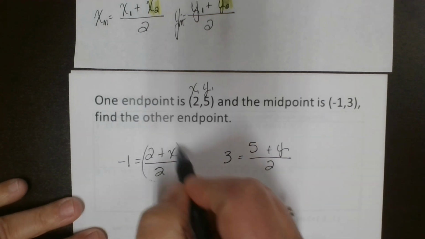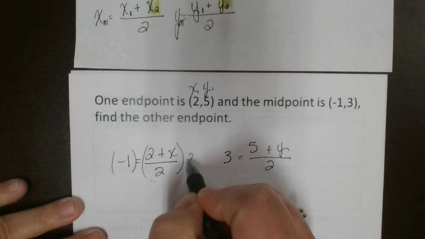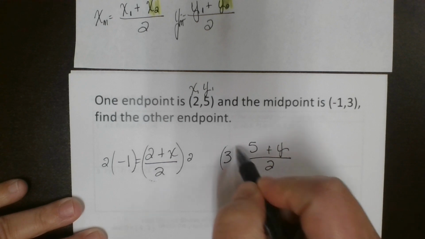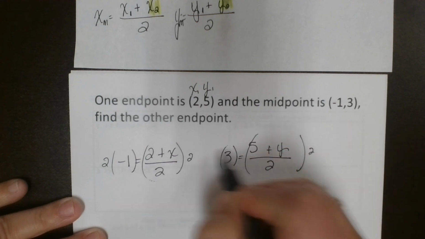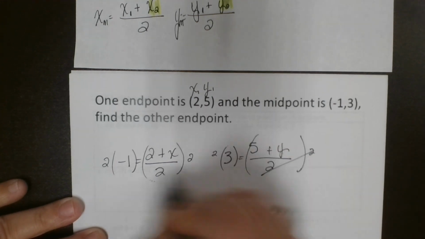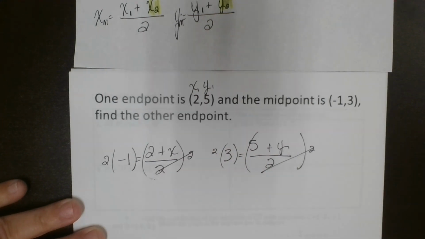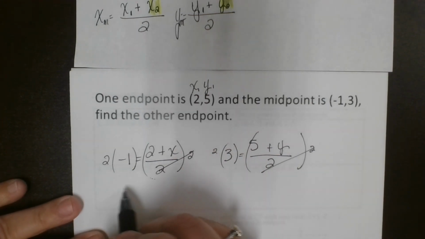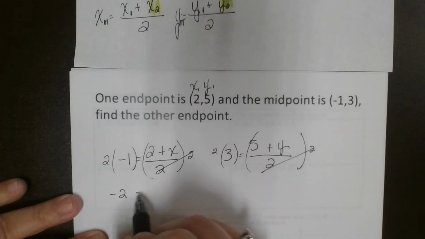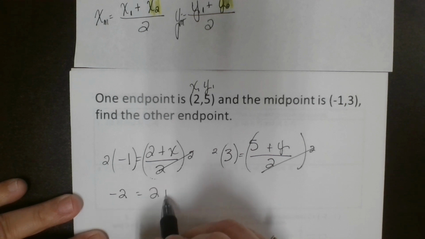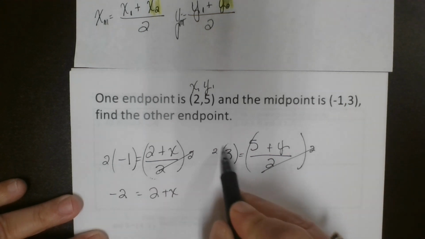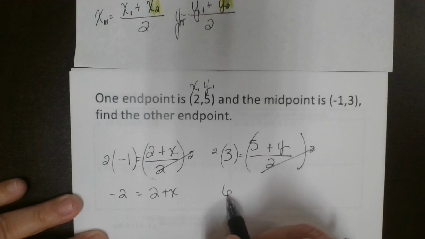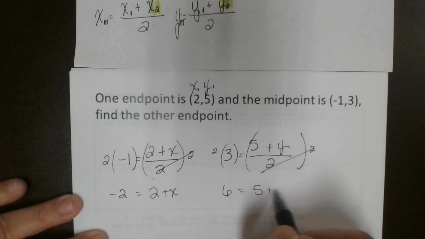So I'm going to multiply both sides of this by 2. Do the same thing over here to get rid of that fraction. Rids both of those fractions. Then I've got 2 times negative 1, which is negative 2, is equal to 2 plus x. And then I've got 2 times 3, which is 6, is equal to 5 plus y.